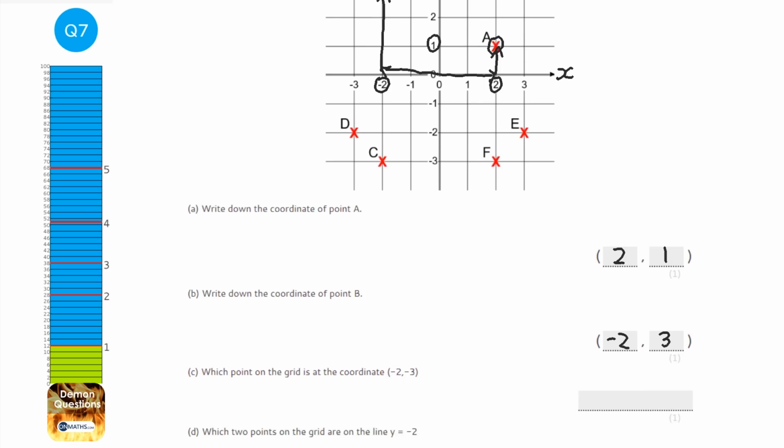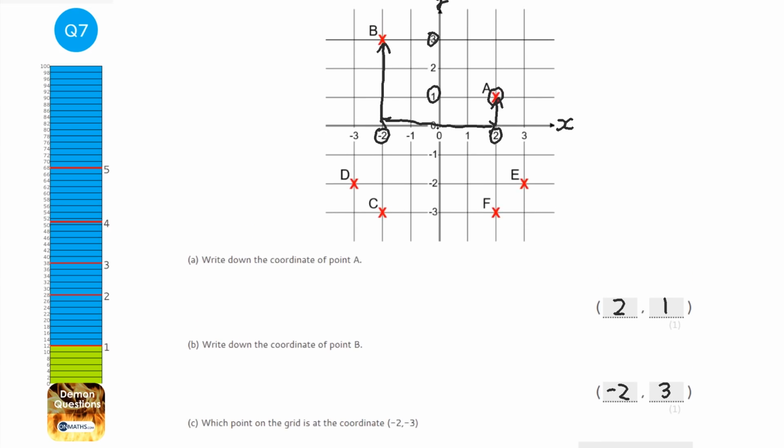Okay, it's asked us which coordinate is at the point -2, -3. So we're going across to -2 again. But this time we're going -3, which means down 3. So it's going to be coordinate C, because C is at -2, -3.